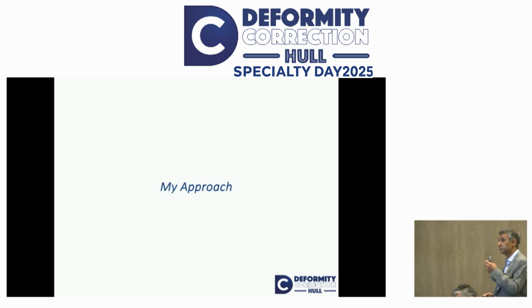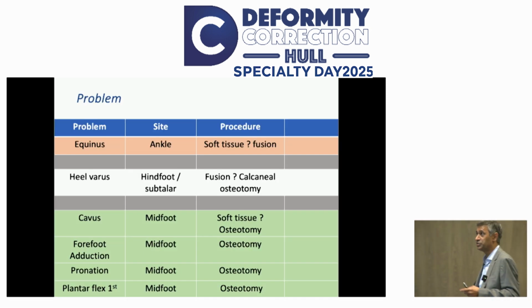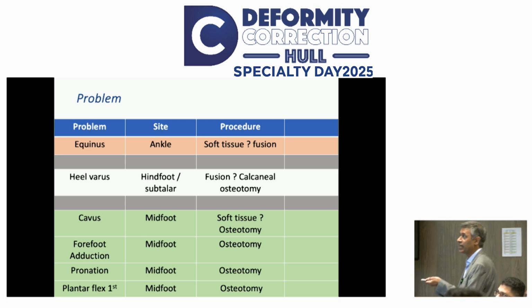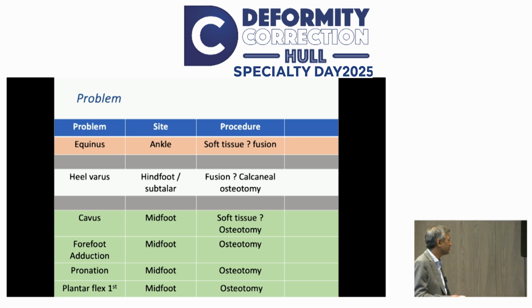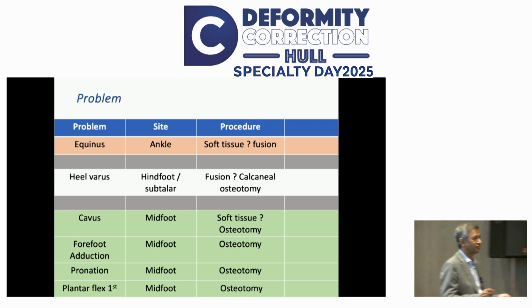How do I approach this problem as a whole? So I identify the problem, where the problem is, then I identify the site of the problem, and then I see what I can do at soft tissue, osteotomy, whatever. And then I put an implant. Which implant is best, I think, for this patient, internal or external.